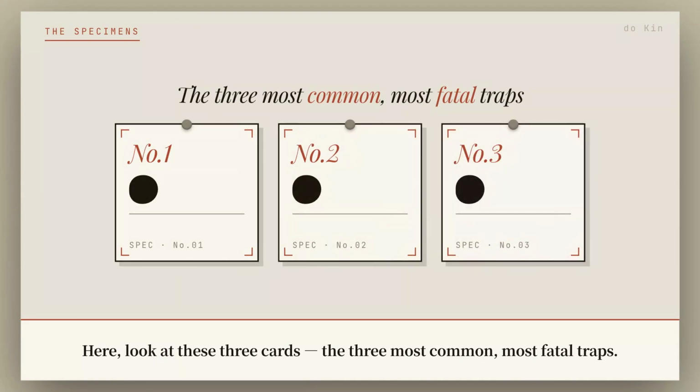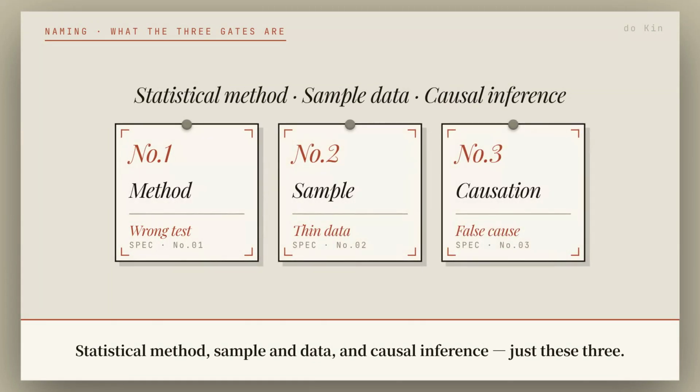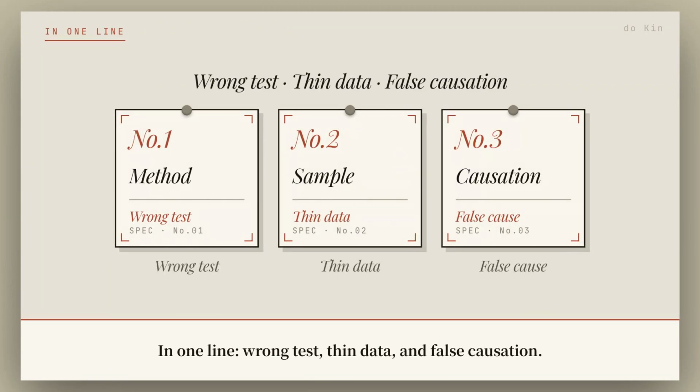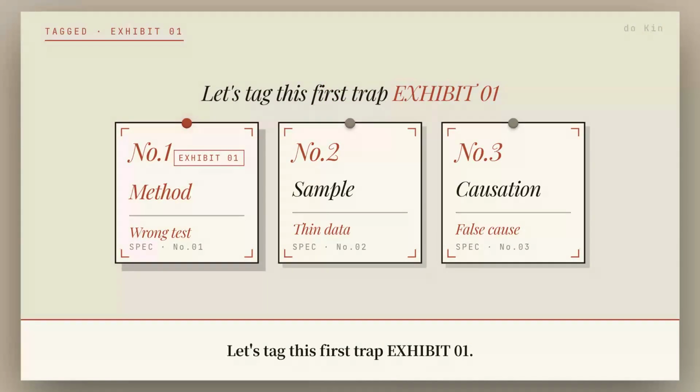Here, look at these 3 cards. The 3 most common, most fatal traps. Statistical method, sample and data, and causal inference. Just these 3. In one line, wrong test, thin data, and false causation. We'll take them one card at a time, and I'll push the first one right in front of you. Let's tag this first trap, Exhibit 01.